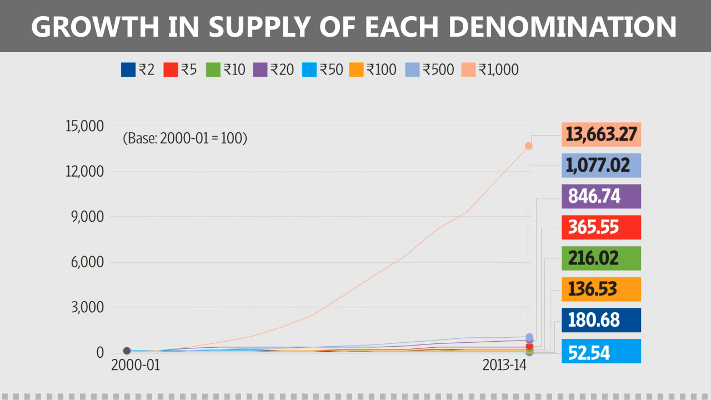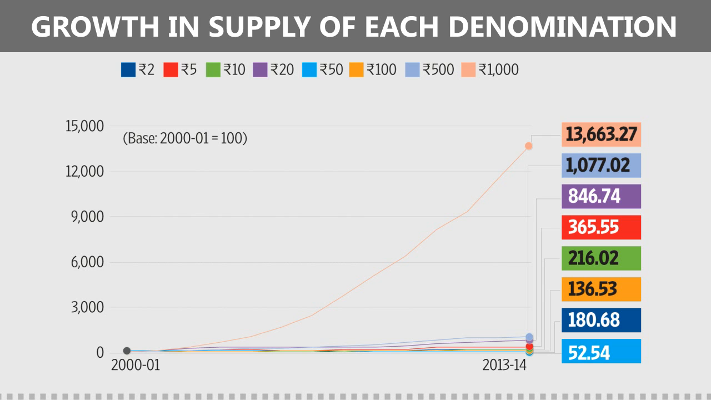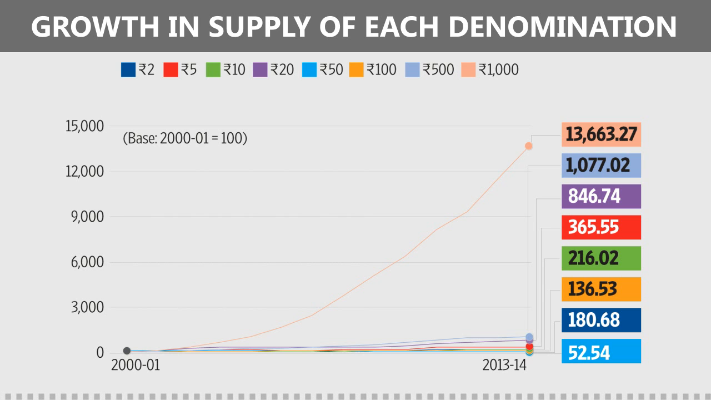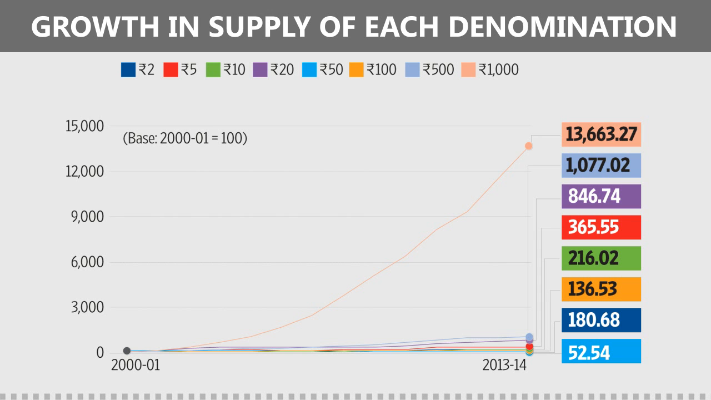The RBI gets most value for every note printed of these denominations in terms of cost as a percentage of the value of the note. Add to that the fact that the higher denominations see far less wear and tear and so have to be replaced less frequently, and it looks like printing money will gradually become cheaper for the RBI.